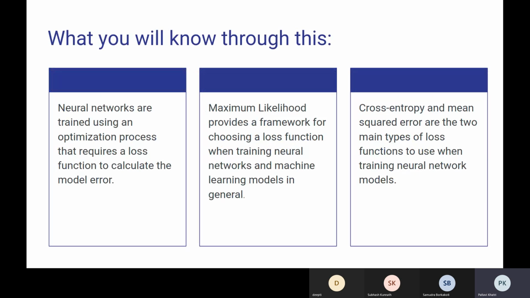What I expect from this is: neural networks are trained using an optimization process that requires the loss function to calculate the model error. Maximum likelihood provides a framework for choosing a loss function when training neural network and machine learning models in general. And the third one is cross entropy and mean square error are the two main types of loss function to use when training a neural network model. These are the three key takeaways I expect you to grab out of it.